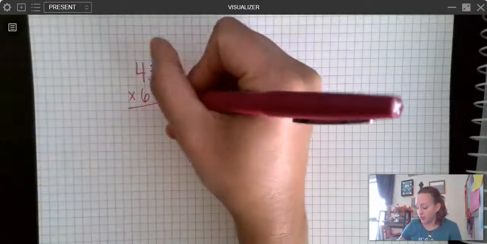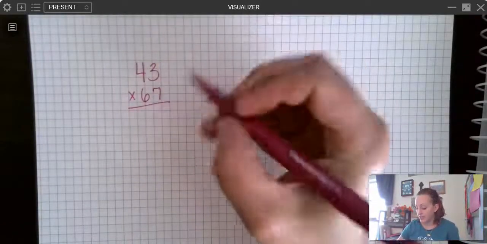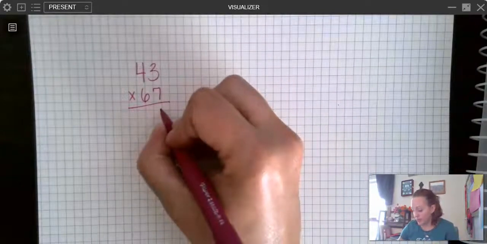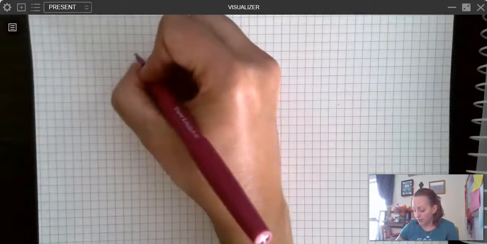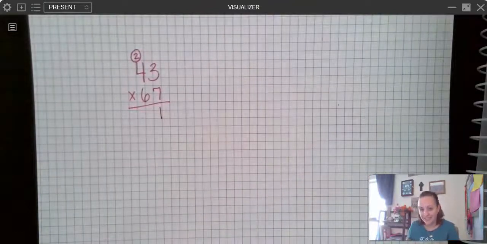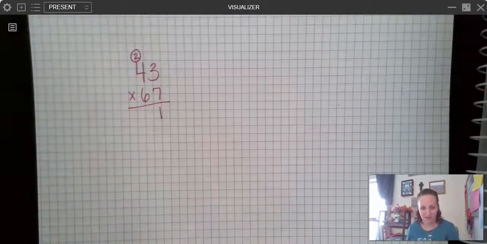So let's do, the first step is to do 7 times 3. 7 times 3 equals 21. So we write our 1 and regroup the 2. And I always circle what I regroup so I see it. And I remember, hey, I gotta add this in.